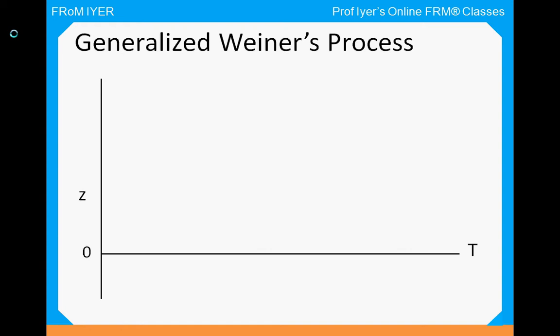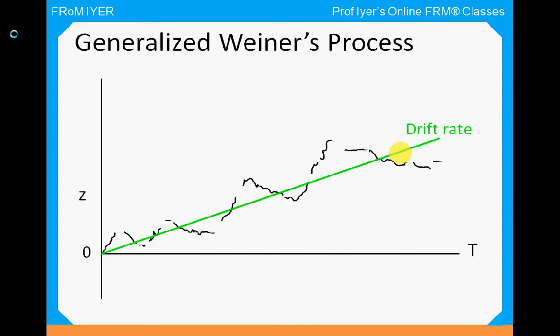Let's look at the generalized Wiener process in a diagram. On the y-axis we have z and on the x-axis we have t. Now the green line here represents the drift rate of the process, and the slope of this green line is what the term a stands for. Now here is our generalized Wiener process. The process is growing at the drift rate, but it is not equal to the green line because there is also a volatility term b. If b were equal to 0, then the generalized Wiener process will be the same as the green line, but that's not the case here. The value of b is not equal to 0, and so we have the black line.